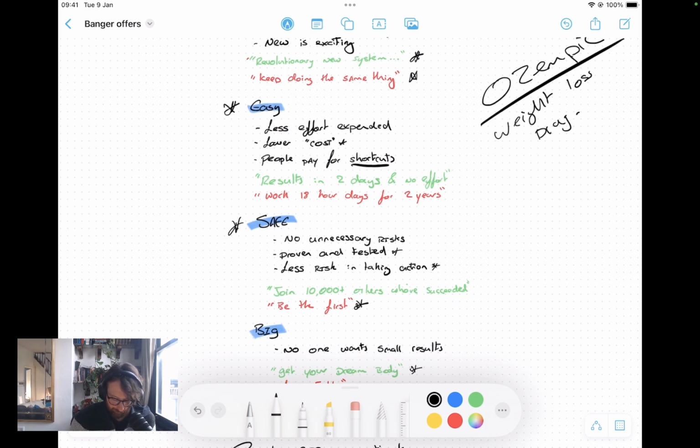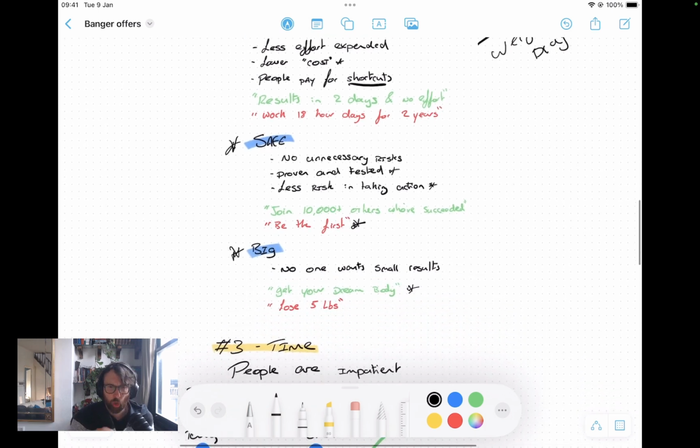Is it safe? Well, it's approved by the health authority, and there's lots of other people using it. Technically, we don't really know if it's safe. I think it needs to be tested for longer term, but apparently it's been approved, so it's safe enough. And it's big. People are losing loads of weight on this thing.